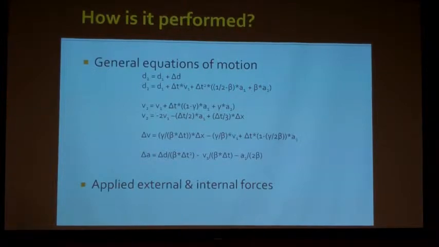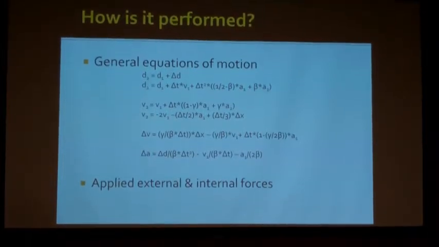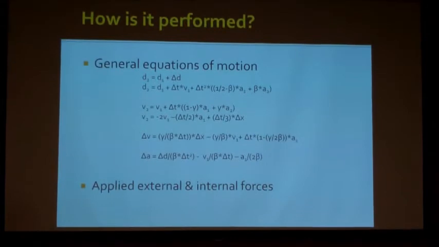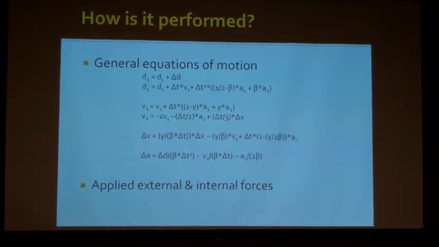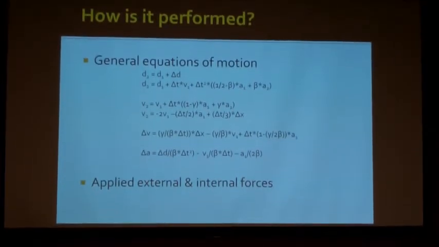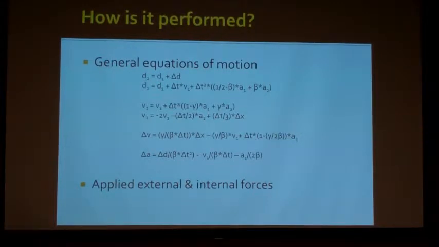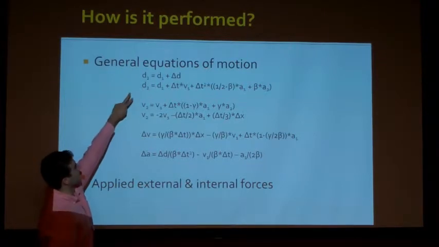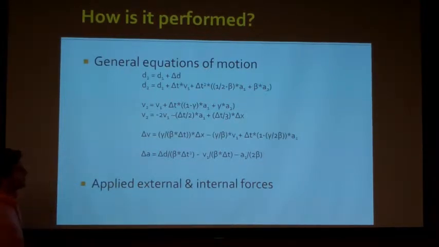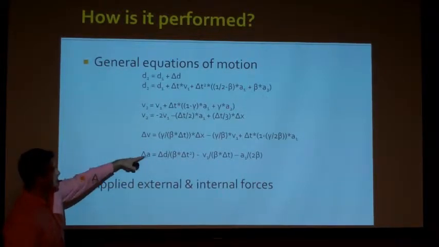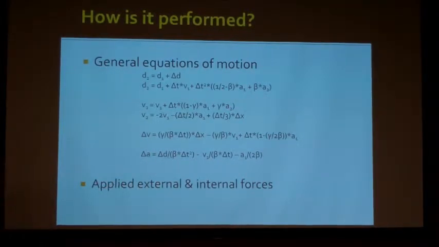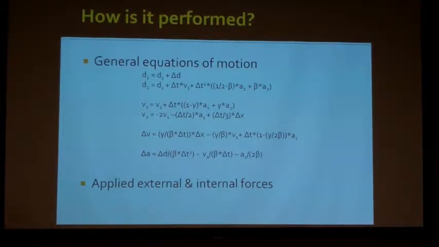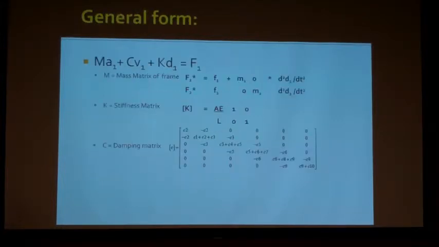You have usually a first displacement and a second displacement. You've got time. In this instance, you have a beta and a gamma, which we use for damping, and I'll explain that in the next slide. You have different equations to find d2 or v2 based on what variables you have, and then how to find your change in velocity and your change in acceleration. And then it works for applied external and internal forces on members.